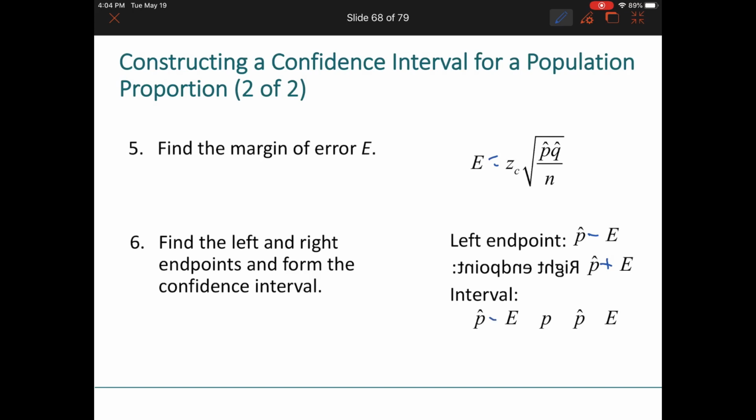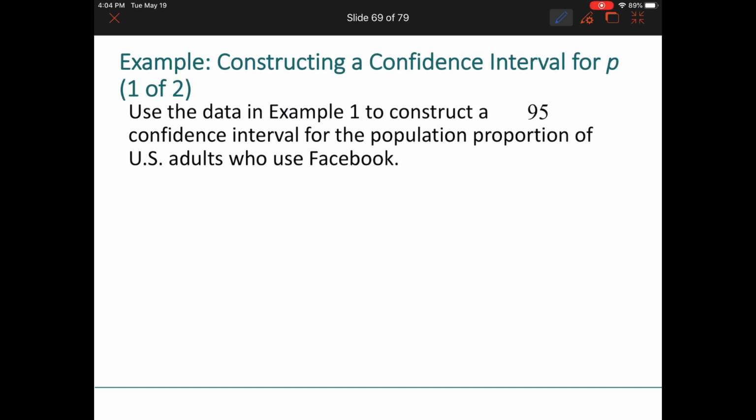Find the left and right endpoints and form the confidence interval. So yes, subtract to get the left, add to get the right. I'm not sure why this got to be backwards, but it did. And P hat minus E is the low side. P hat plus E is the high side part of the confidence interval.